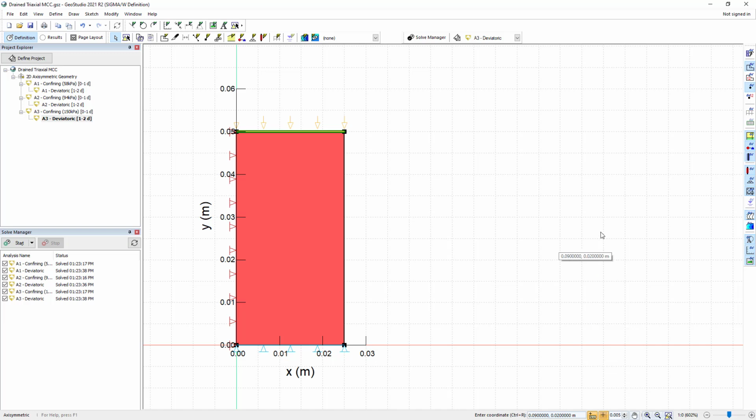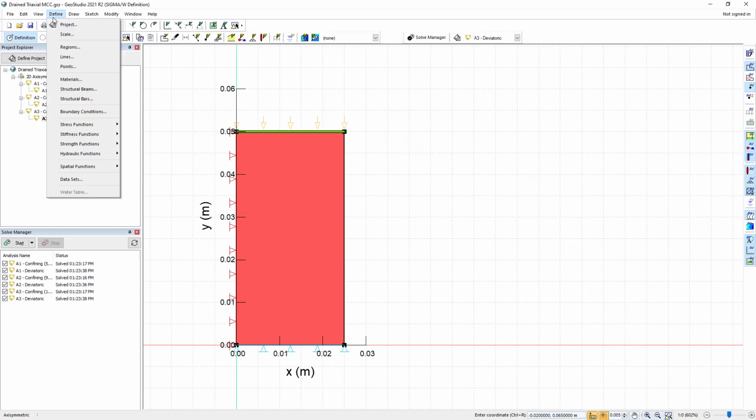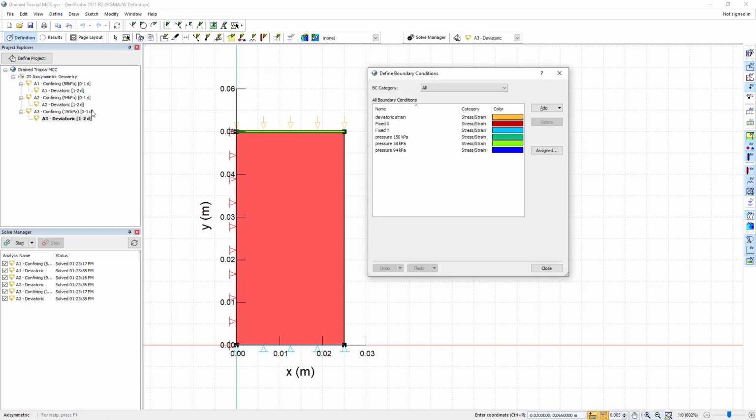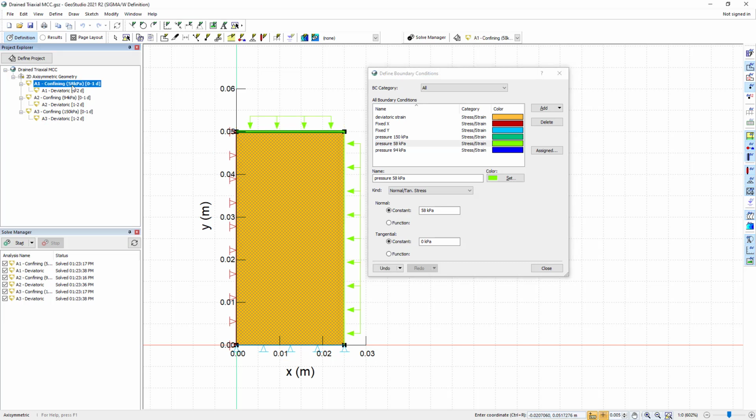The boundary conditions representing the confining pressures and deviatoric strain are specified in the Define Boundary Conditions dialog. 3 constant confining pressures were created for the 3 triaxial tests using the normal tangential stress boundary type. These boundary conditions are applied to the corresponding confining analyses.